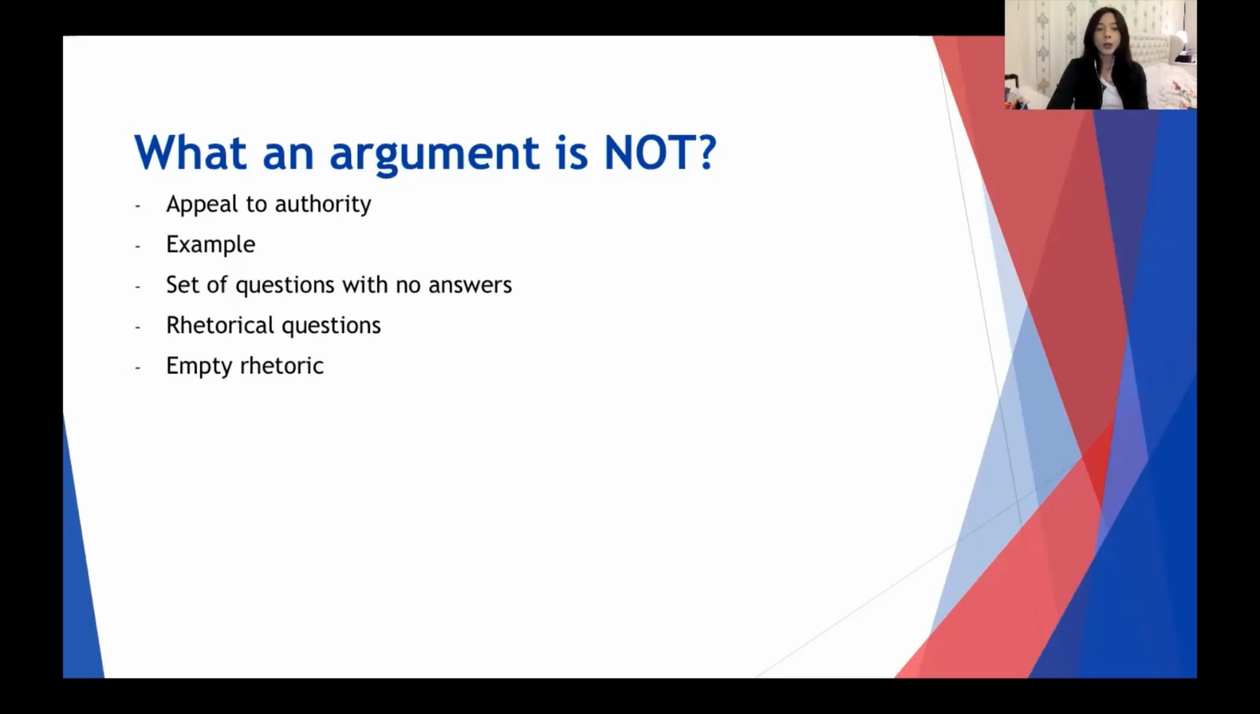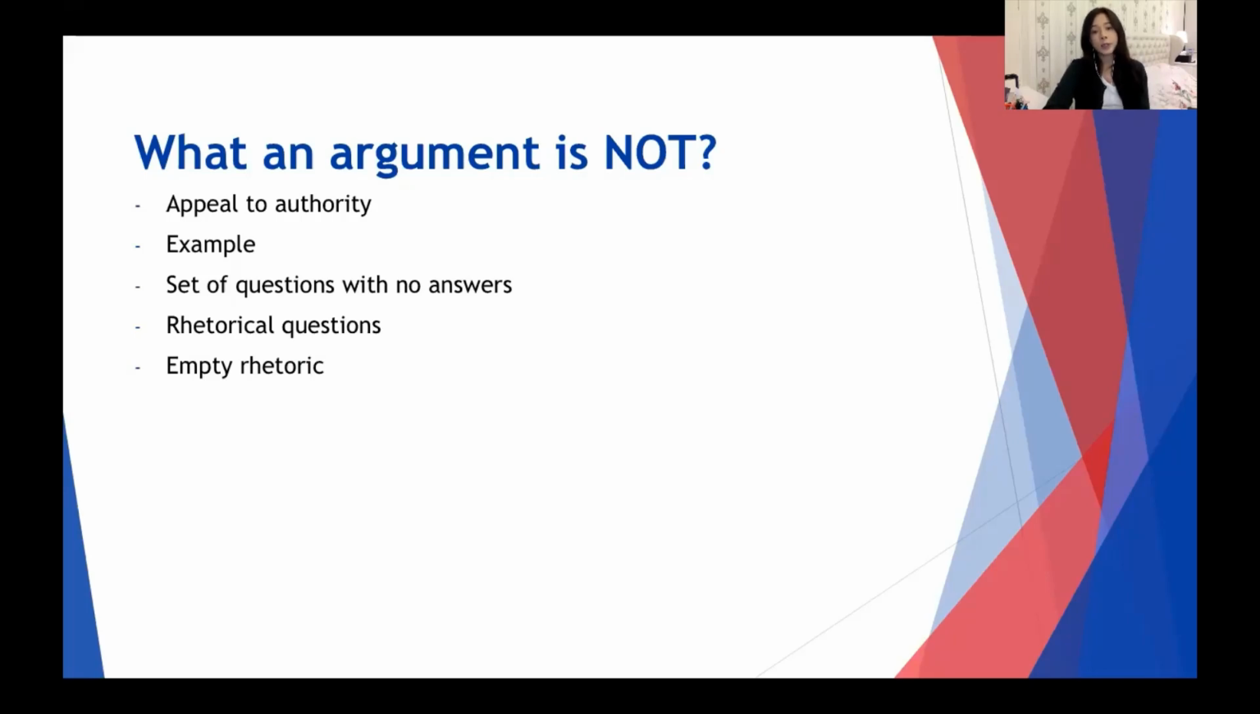Secondly, an argument is not an example. And this is where many judges will tell you in your career from time to time that you are arguing through an example, but you're not necessarily telling me the logic behind this example. So it's important to remember the example itself doesn't make the argument, but instead it is the logic behind that example or behind that parallel that is the argument.